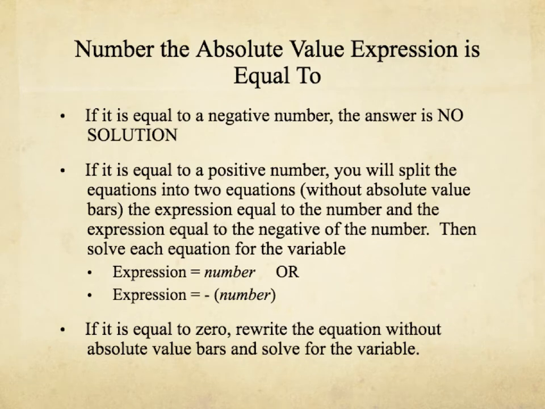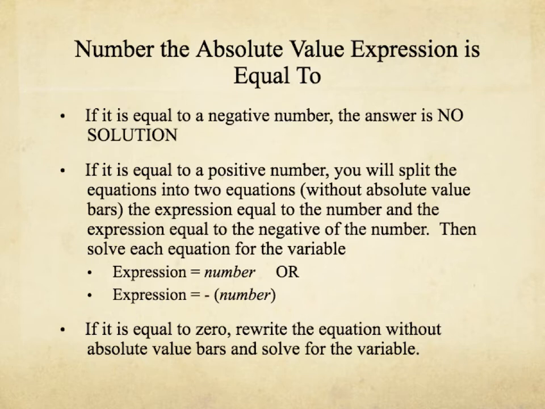So continuing from the last slide, there are 3 different types of numbers the absolute value expression could be equal to. Write this down for right now and I will show you examples of each one. The first type is if it is equal to a negative number, the answer is no solution. I'll show you an example of what that means, so just write this down for right now. Again, if it is equal to a negative number, the answer is no solution.